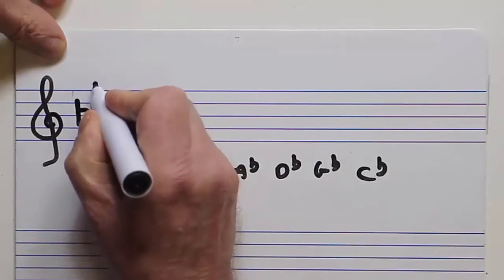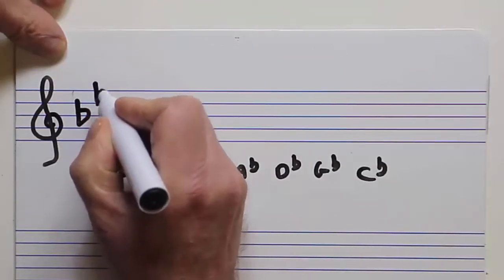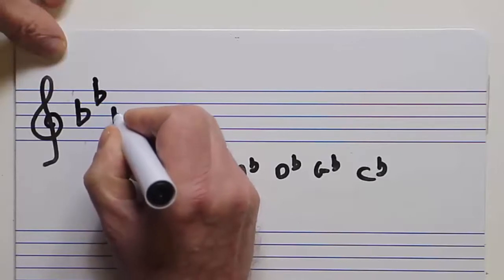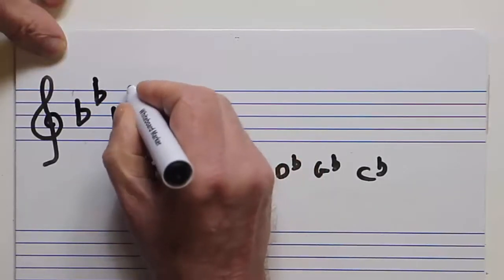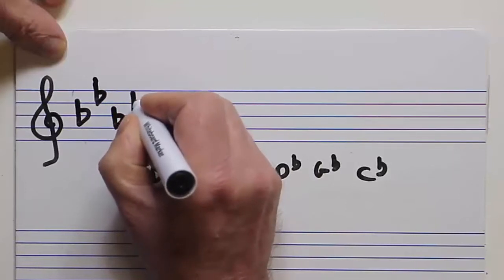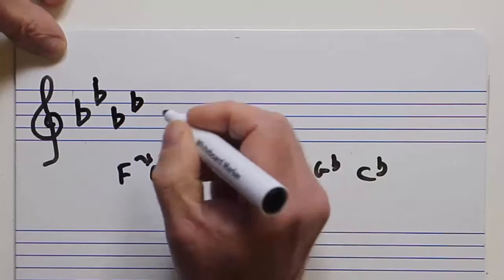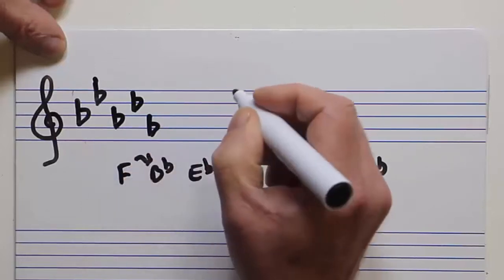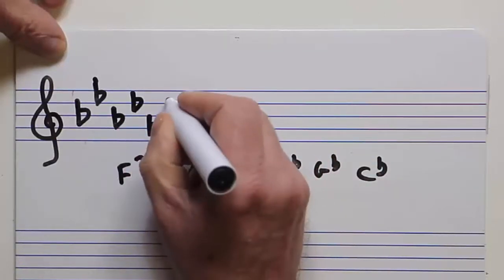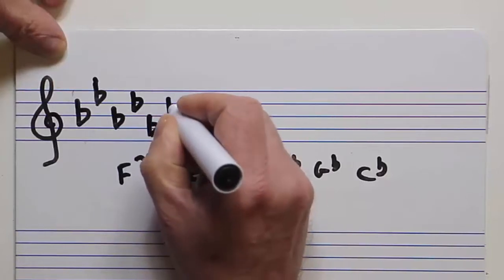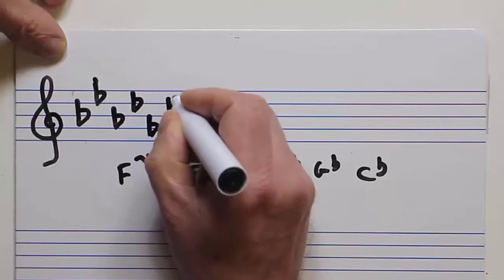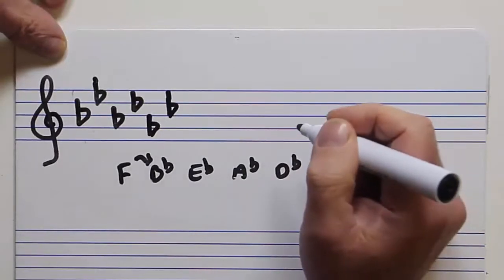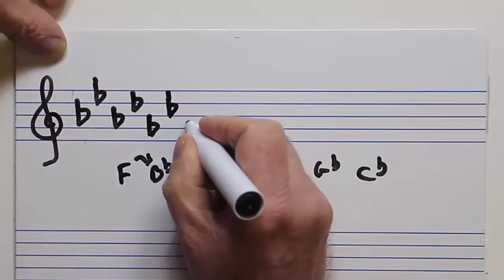So E flat will be the same, the one you drop here, you just drop it in like that, then A flat, then D flat, then G flat, then C flat, and then F flat, whatever that is. F flat's there.